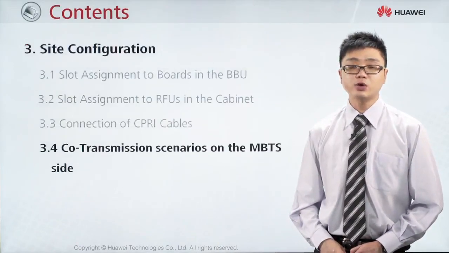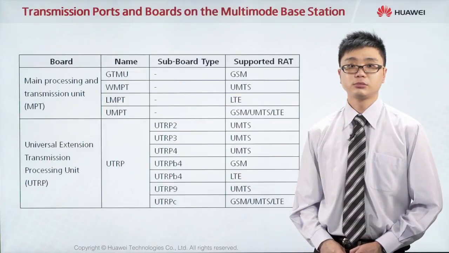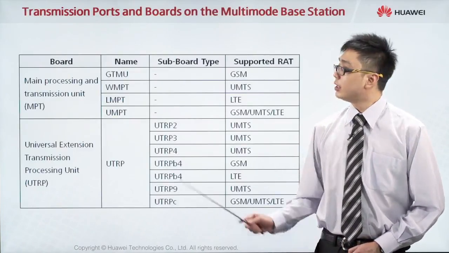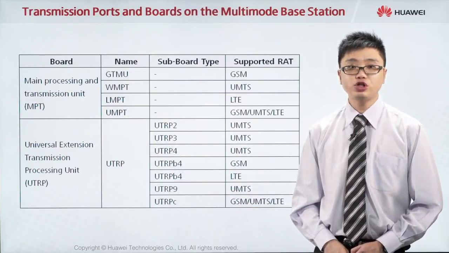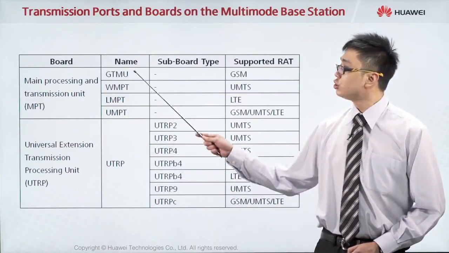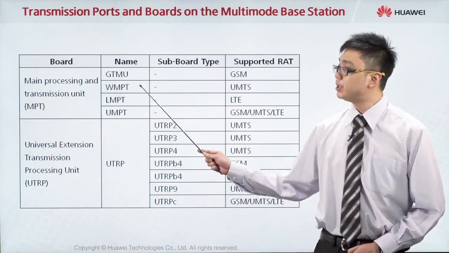And the last part is the co-transmission scenario. So what is a co-transmission scenario? Let us have a look here. Now, let's say for example, inside my BTS, I support 2G and 3G. So for 2G, I'm using the GTMU board. And for 3G, I'm using the WMPT board.